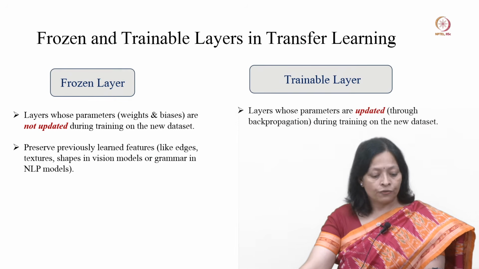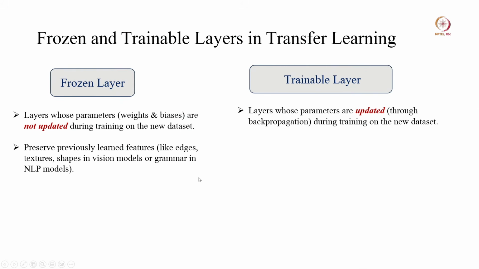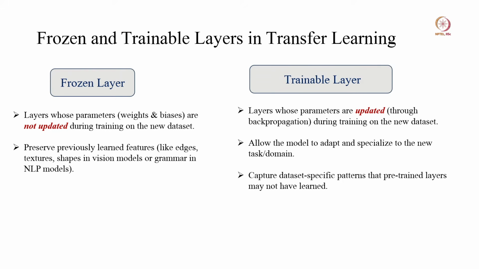Frozen layers preserve previously learned features like edges, textures, shapes in vision models or grammar in NLP models. We are speaking about NLP also here because transfer learning is very much used in NLP tasks as well. And trainable layers allow the model to adapt and specialize to the new task or domain. So, here in this case, it is a medical domain in which the new task is given. And they capture dataset specific patterns that pre-trained layers may not have learned.